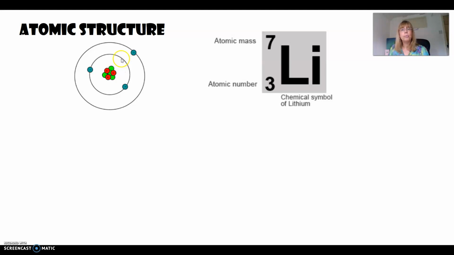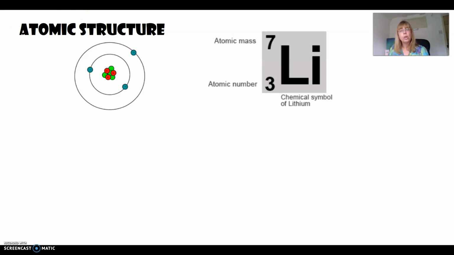Now, remember the rule. You fill 2 in the first shell. Once that's filled, you go to the next shell, and that needs to be filled with 8 before you go to the next shell, which also needs to be filled with 8. So the electron configuration of lithium is 2 in the first shell, comma, 1 in the last shell.